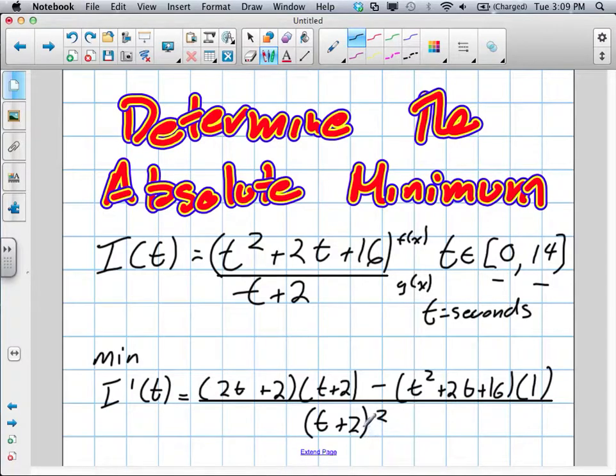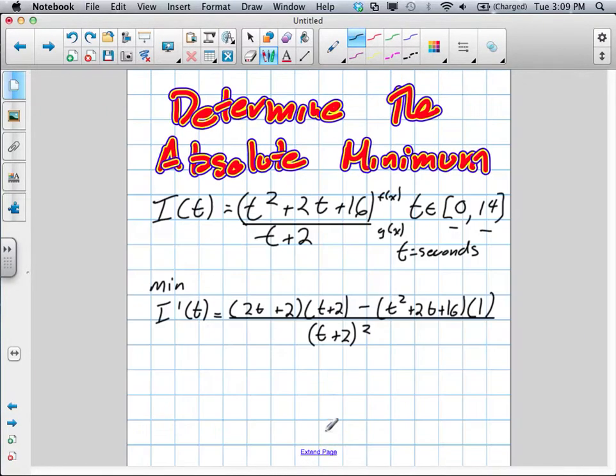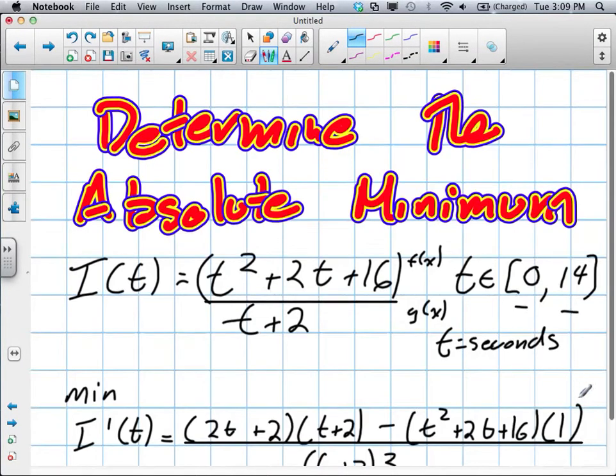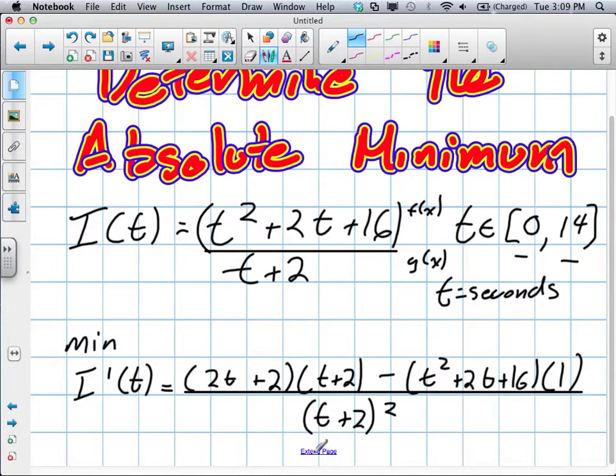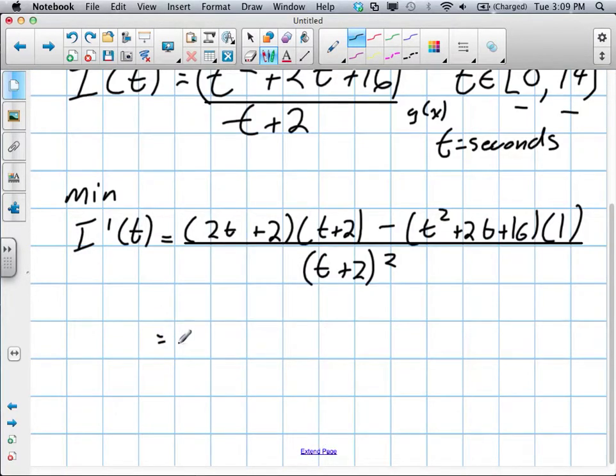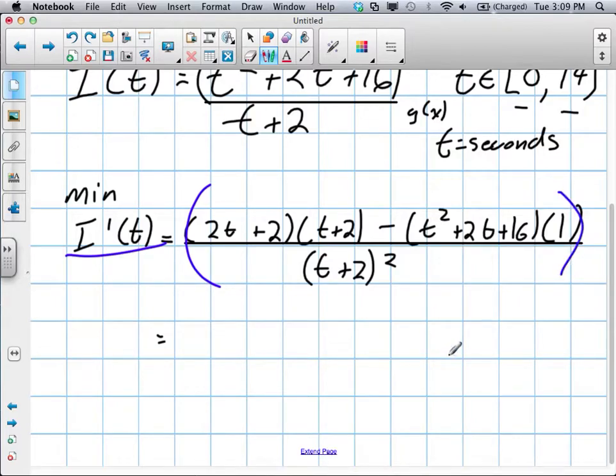Okay. What we're going to do from here is simplify the top of this equation. The reason we're going to simplify this is, remember, we're trying to find when the slope is equal to 0. If I were to set this equal to 0 right now, it becomes very complex. So I'm going to try to simplify it, specifically the top of the equation.